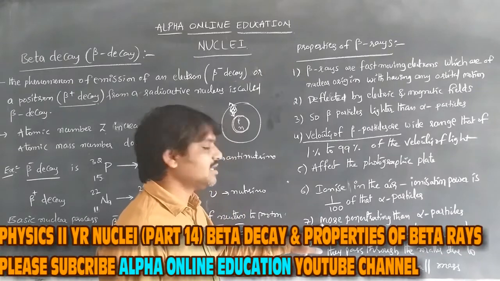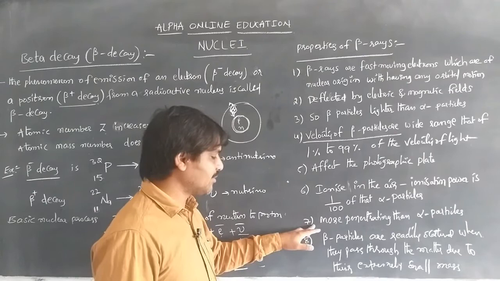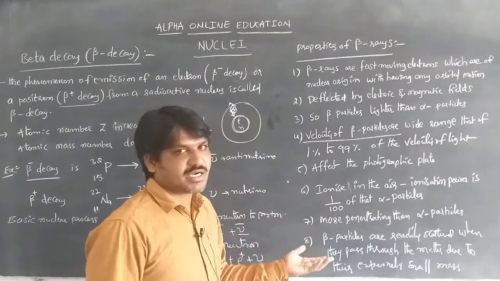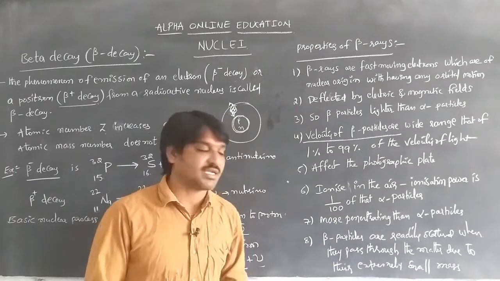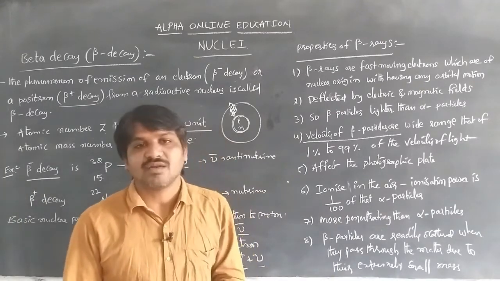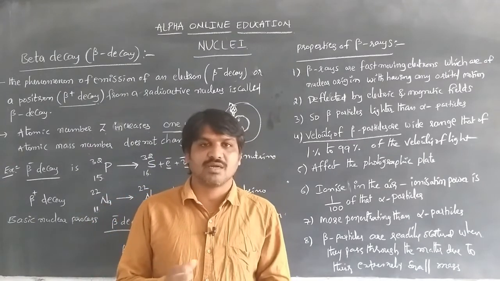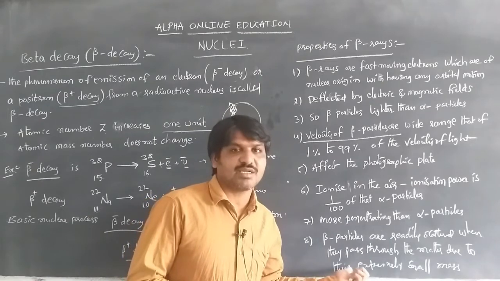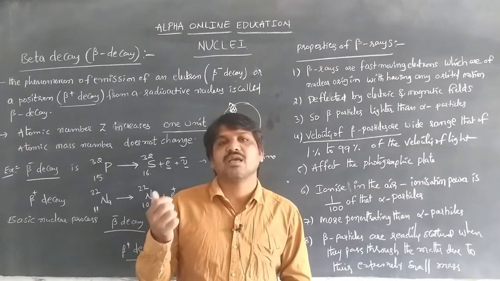Both have penetrating power, and beta particles are also readily scattered. Alpha particles are less scattered because of their heavy mass, but beta particles have a small mass. So the properties of alpha and beta particles nearly match, but being a light particle, beta particles scatter more, while alpha particles, being heavy, are scattered less.